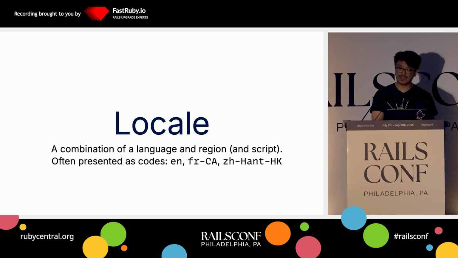In that previous definition, I specifically said localization is not about adapting between languages, but between locales. A locale is a combination of a language and a region, and potentially also a script. They're often represented as codes, such as EN, FR-CA, or ZH-Hant-HK. The important bit here is that a locale doesn't represent just a language, because languages can be spoken by different people all around the world in different situations, different regions. And these regional variations affect how the text and the data in your applications need to be represented.